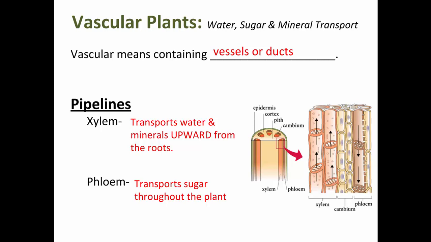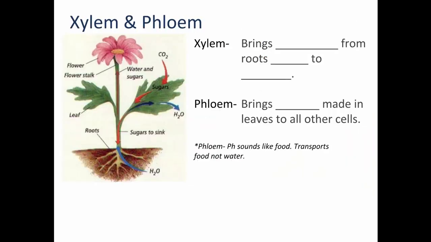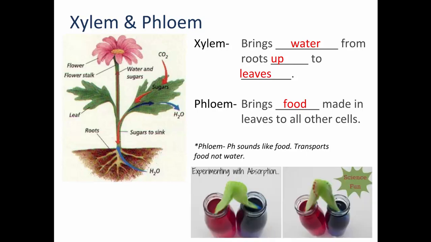And so to help you remember, the phloem transports sugar: syrup ends with a P, phloem starts with a P, transports sugar. So, to summarize, the xylem brings water, usually from the roots up to the leaves and other parts of the plant, while the phloem brings food, sugars made in the leaves, to all of the other cells.